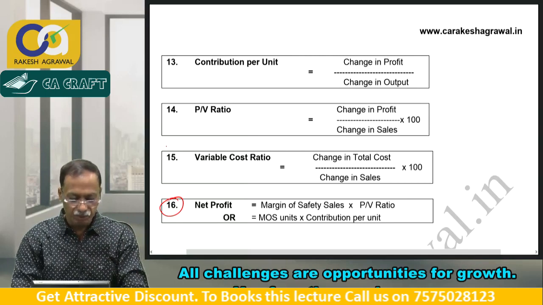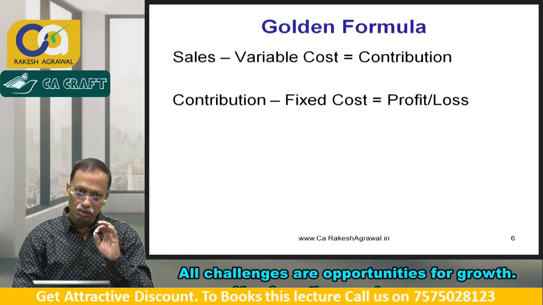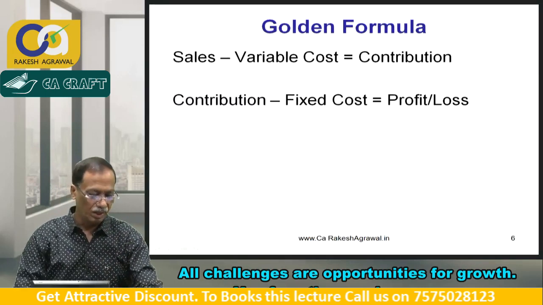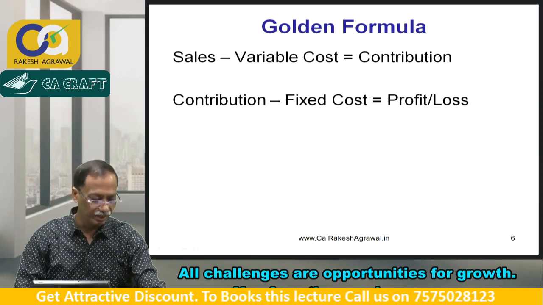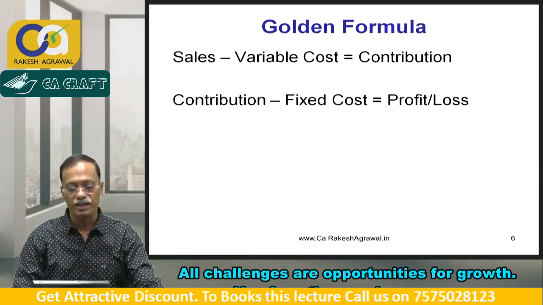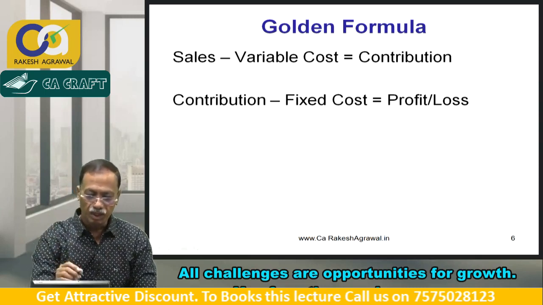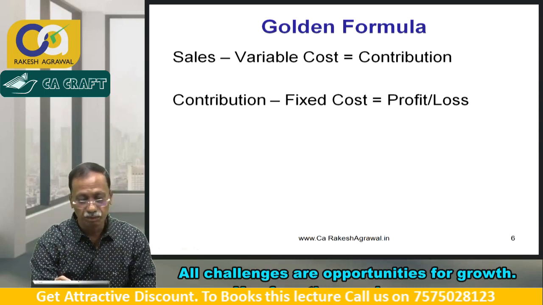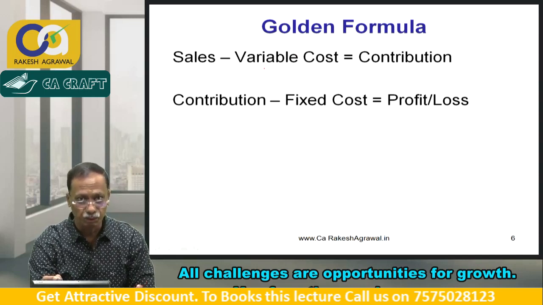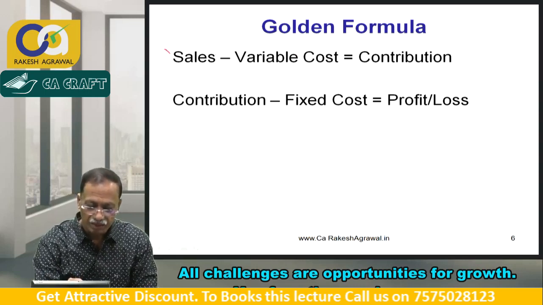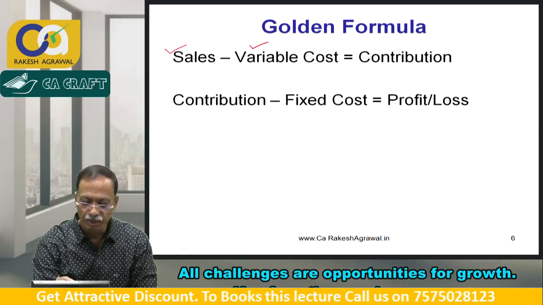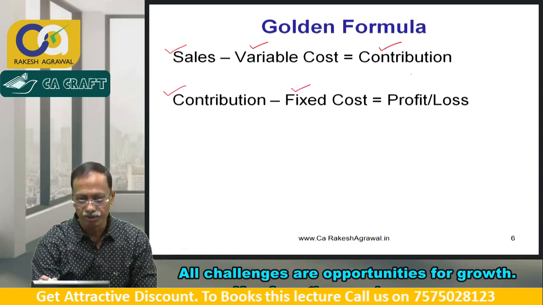So I'll take you back to the presentation. We are discussing these formulas which are already printed on pages 176, 177 and 178. It's again a revision, as I told you. The golden formula, the most important formula which we generally use in solving questions of marginal costing, is: sales minus variable cost is contribution. And from contribution we deduct fixed cost and we get profit or loss.